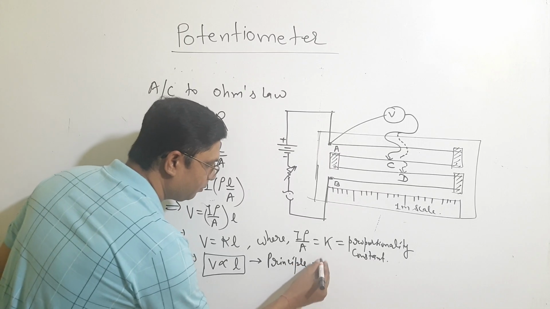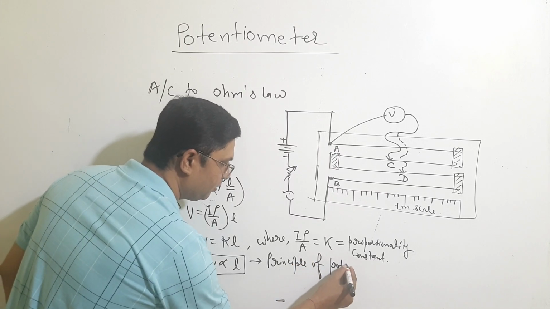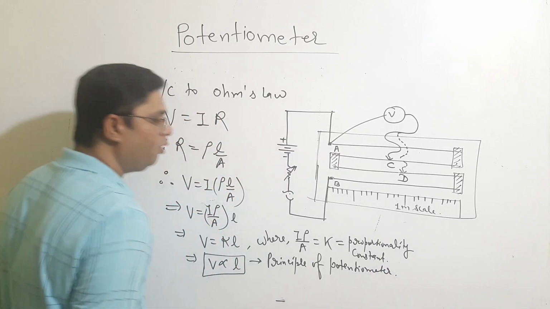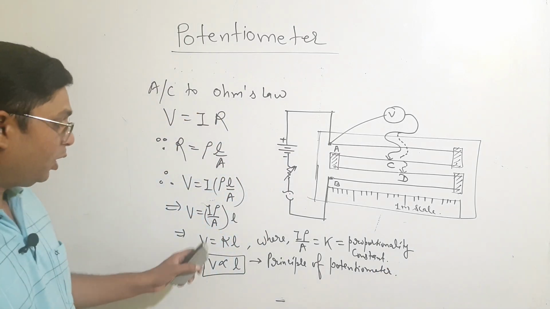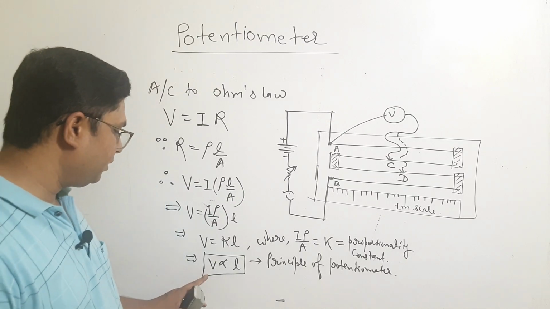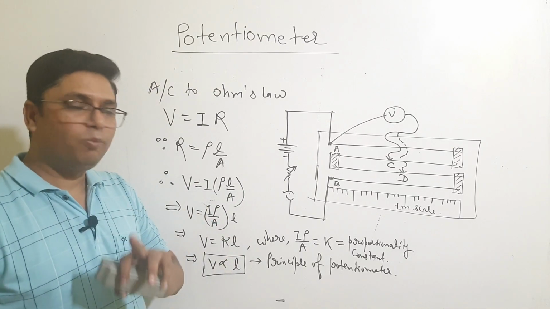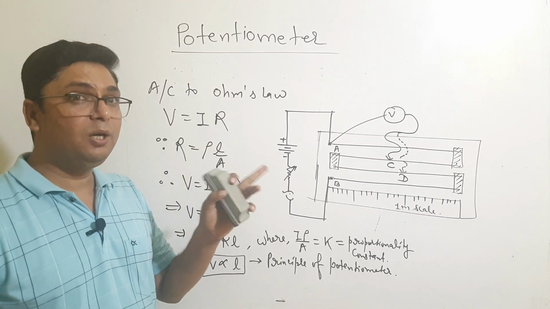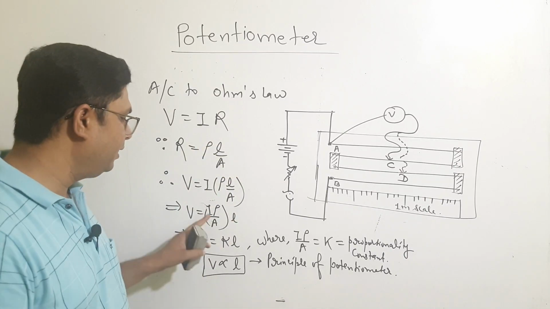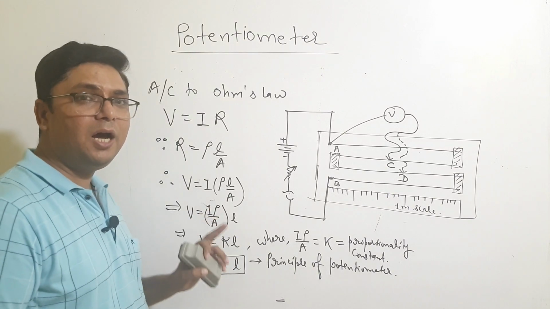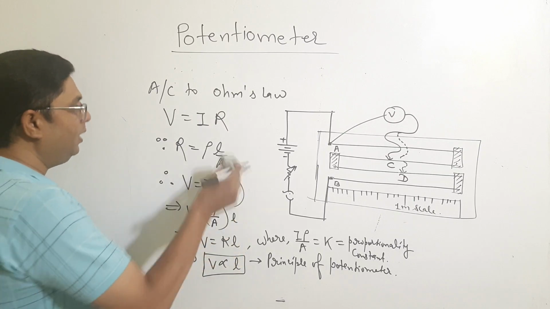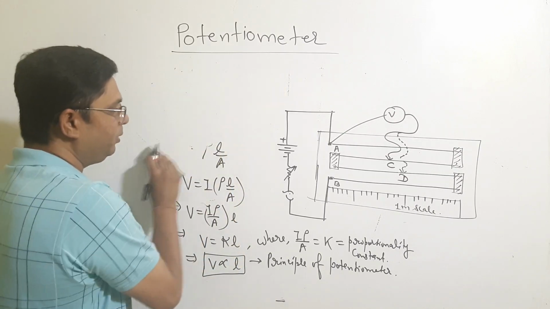Principle of potentiometer. How are you going to define it? The principle of potentiometer is defined as: voltage is directly proportional to the length of the conductor, provided the current, resistivity and area of the conductor are constant. This is said to be the principle of potentiometer.